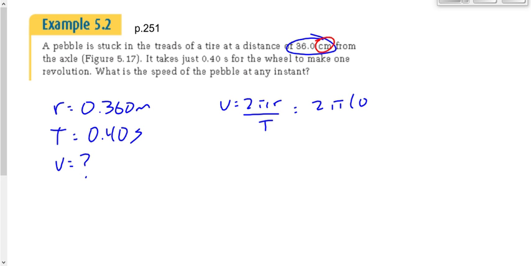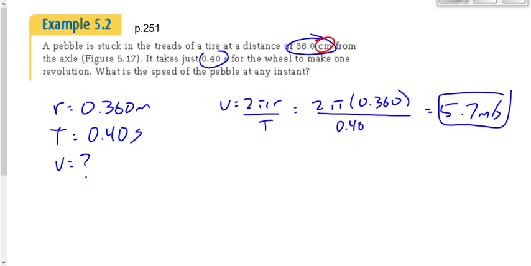2 times pi times 0.360 divided by 4.4. When you do the math there, you end up getting 5.65 meters per second. Actually, it should be 2 digits, right? 5.7 meters per second. How could I add a twist to this to make it a little bit harder? Maybe I don't give you the period. Maybe we give you the frequency. If we give you the frequency, you'd have to find the period and then plug it into there. In this question, you don't have to do that, but obviously that's a possibility down the road.